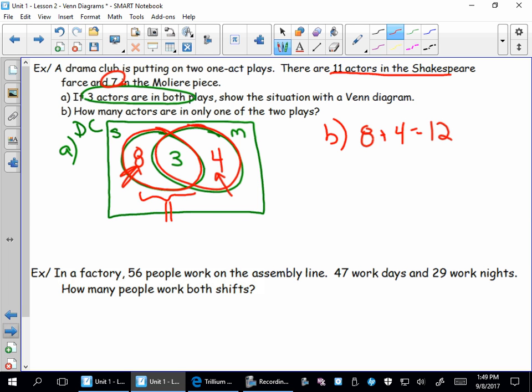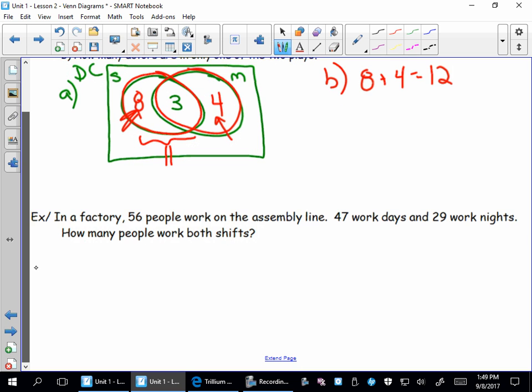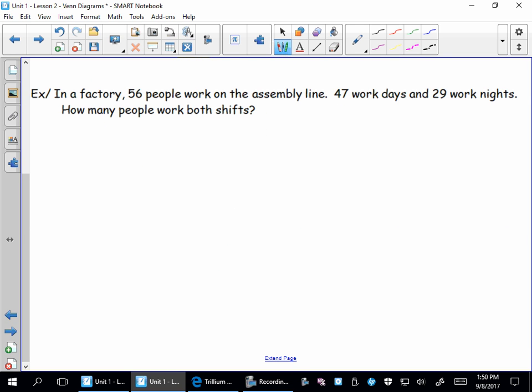That's kind of a handy thing if you're not sure about the situation. And you guys are going to try the next one. We got a factory. 56 people work on the assembly line. 47 of them work days, 29 work nights. How many people work both?